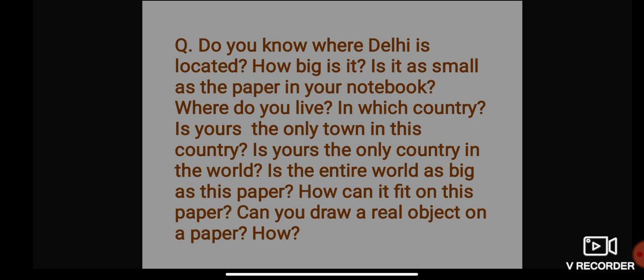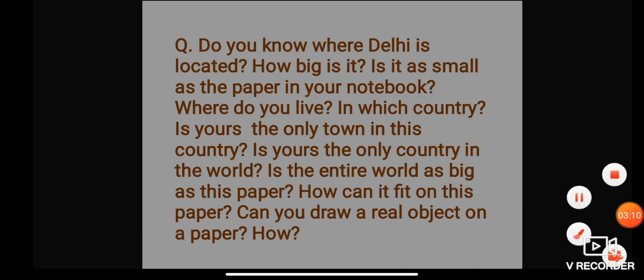And where do you live? In which country do you live? Is your town the only town in this country? Is yours the only country in the world? Is the entire world as big as this paper?